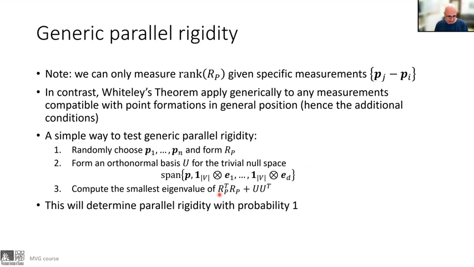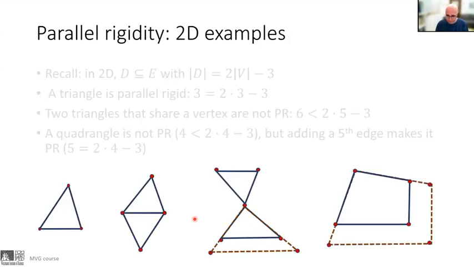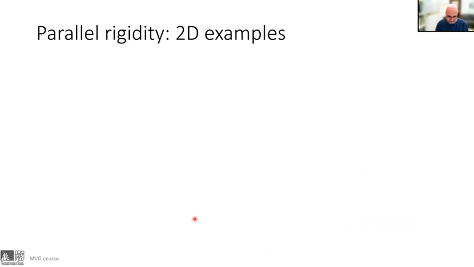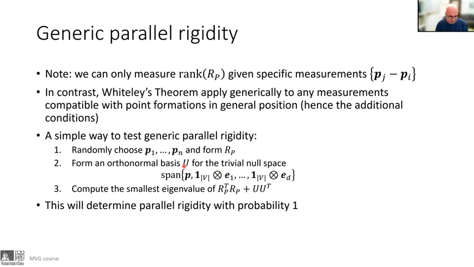So this matrix should be invertible generically if the points are parallel rigid. So this determines with probability 1 parallel rigidity. Okay, questions? What was U? U is the matrix produced by the null space, the basis for the null space.